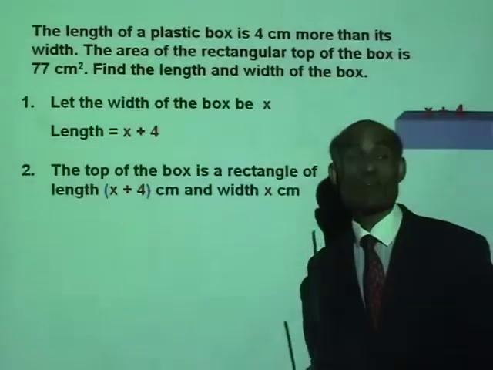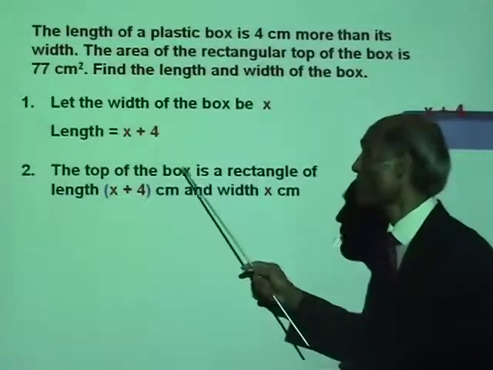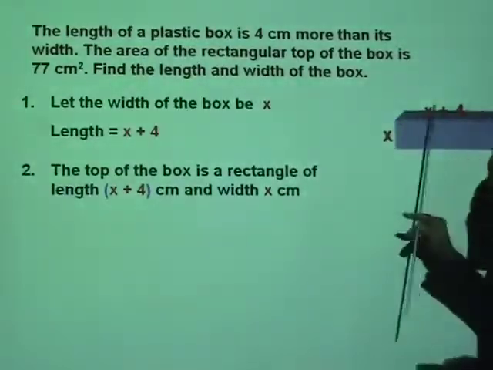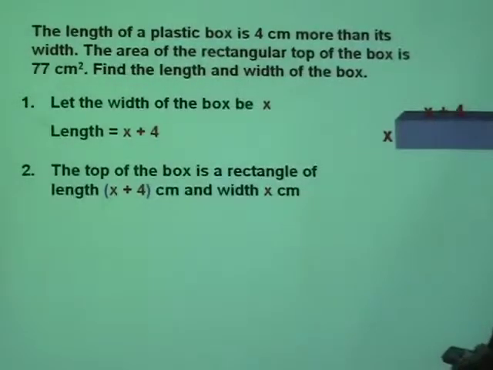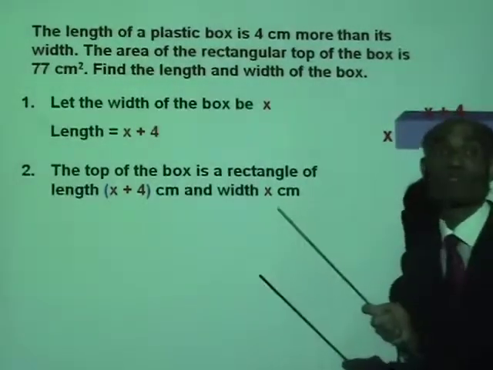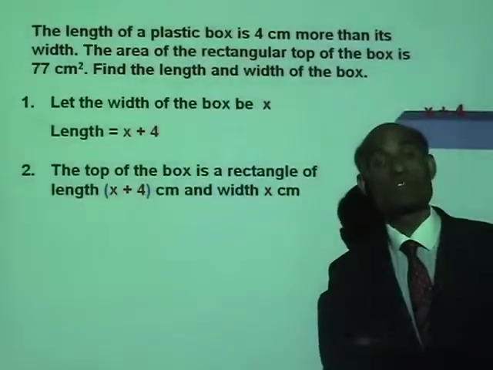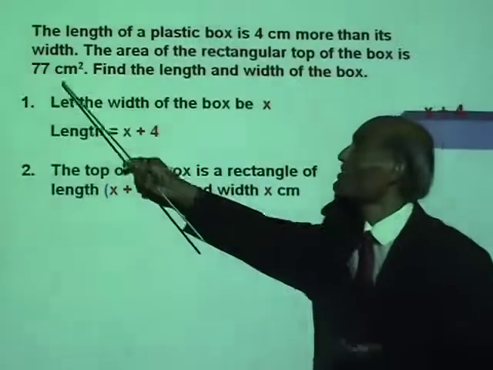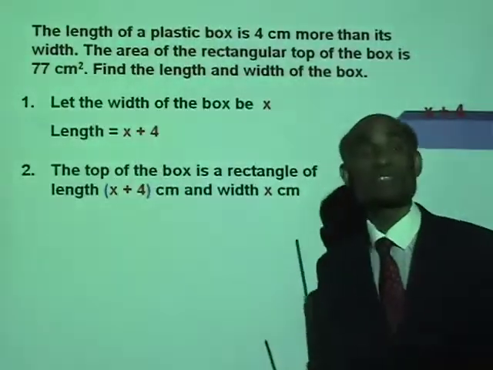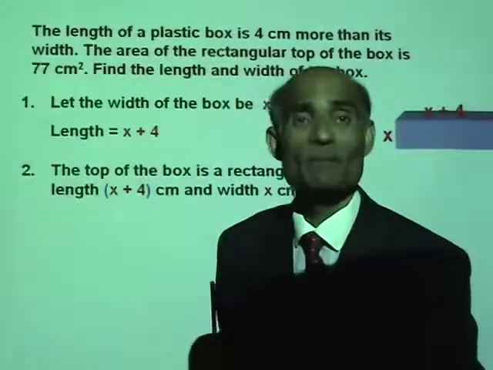Now what is the other information we have? The top of the box is a rectangle. I'm sure you can see that in the recording. The top of the box is a rectangle. The length of the rectangle is x plus 4, and the width of the rectangle is x. And what is the information we are given about the top of the box? It says the area is 77 centimeters squared.